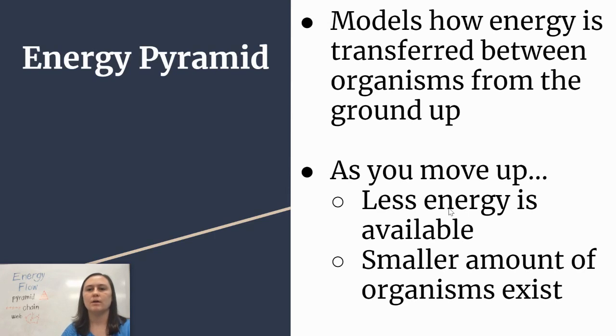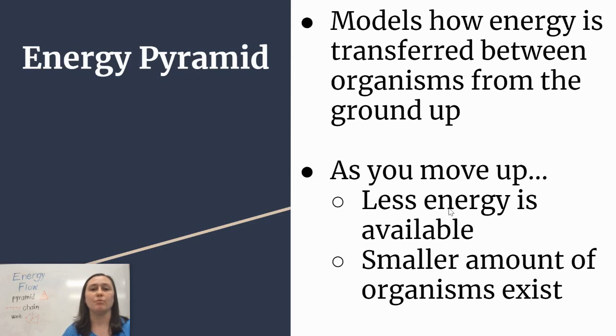Energy pyramids model how energy is transferred between organisms from the ground up. So, as you move up, less energy is available and a smaller amount of organisms exist. So, it's just like a pyramid, it's just a triangle. If you've ever seen the food pyramid, it looks exactly the same as far as the shape. At the bottom, that's the biggest section. That means we have the most amount of energy there. That means that's the most populous organism, too.